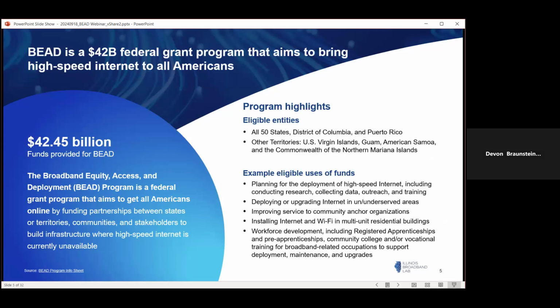As a reminder for anyone new in the audience, this webinar series is focused around the BEAD program, which stands for Broadband Equity Access and Deployment. This is a federal grant program to help get all Americans connected to the internet by providing funding to every state and territory to deploy broadband to all unserved and underserved locations and community anchor institutions. It's a $42 billion program nationwide.